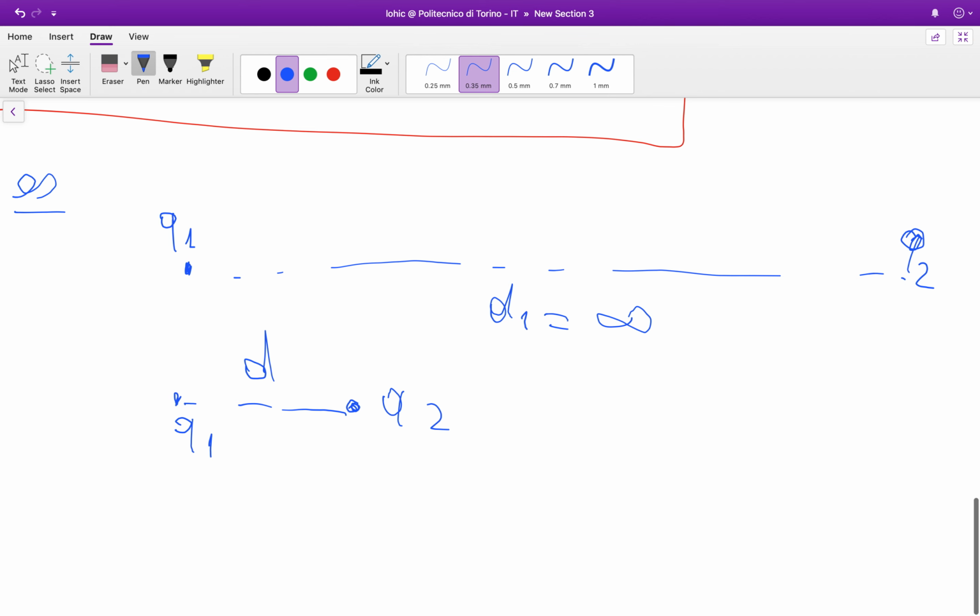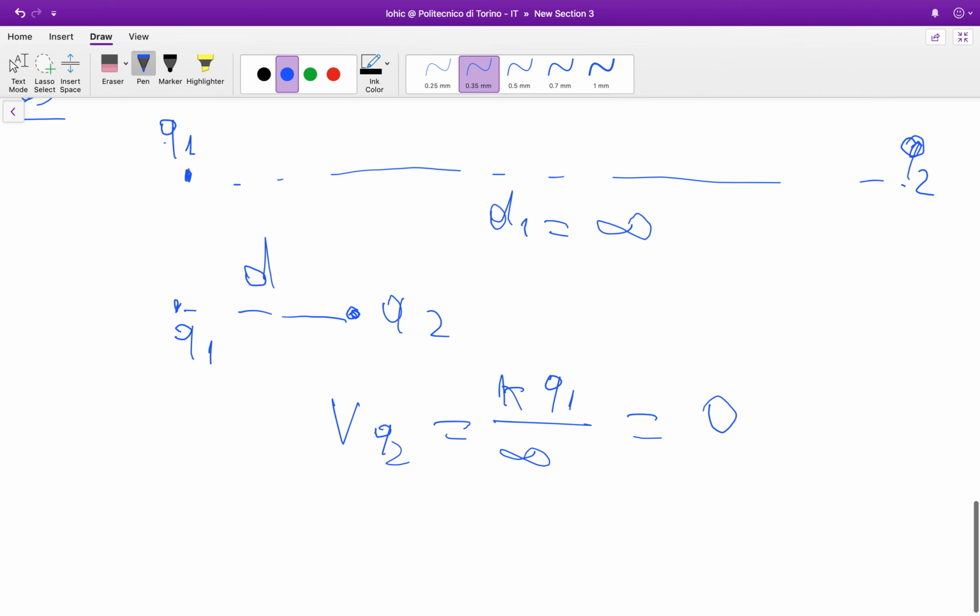Initially, what was the potential of Q2? The potential of the charge Q2 was K multiplied by Q1, because the one that created the field is this one, yes or not? Divided by what? What was the distance? Infinity. So the initial potential was 0. Doubts?